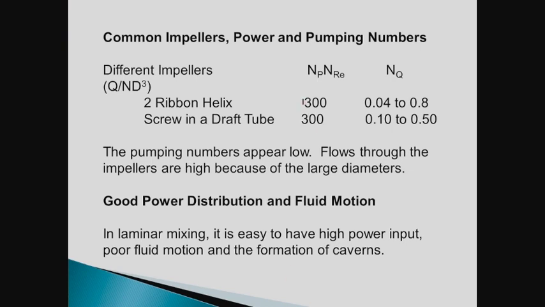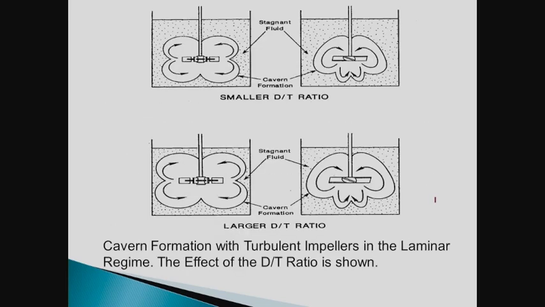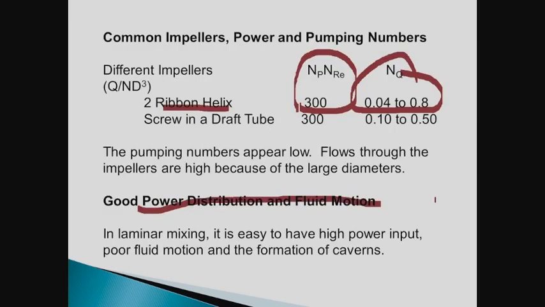And this is actually the power number for a helical ribbon and the pumping number for a helical ribbon. If you go back to my first book, the one with the ugly green-blue cover on it, you could possibly pick out more information about pumping numbers and power numbers. Anyway, you're looking for a good distribution of power and fluid motion. However, unfortunately, it's easy to have power input, poor fluid motion in the formation of caverns.